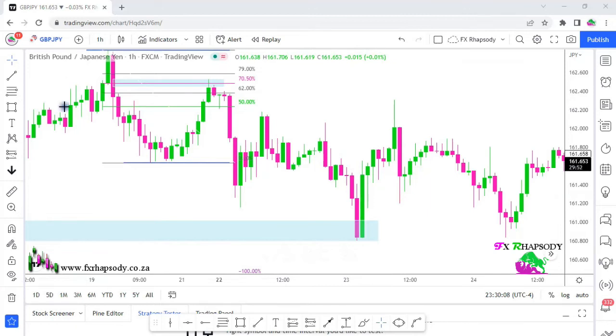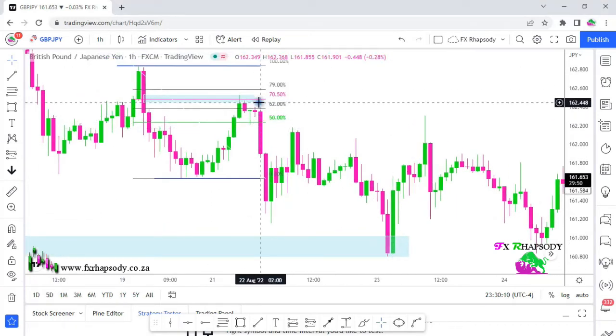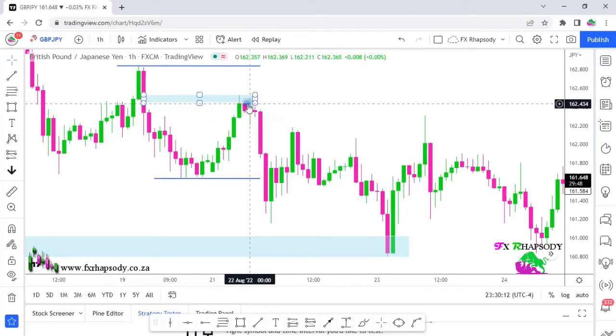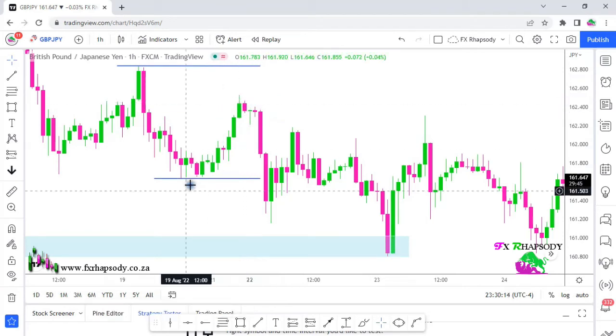So let's say you missed this entry. Okay, so let's take out this Fibonacci and this area. So let's say you missed that entry.